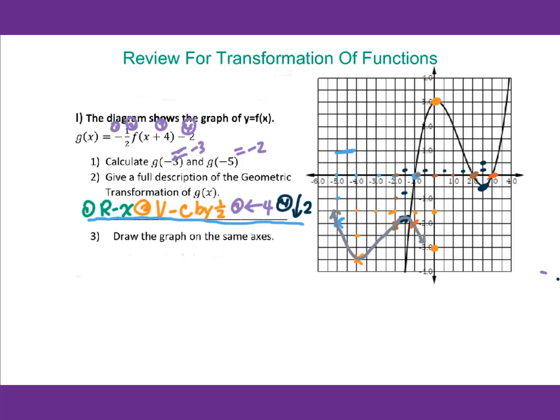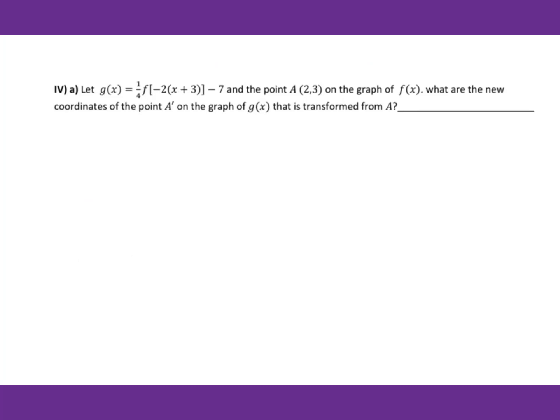This is the graph. Go to number 4. Let g of x equals 1 over 4 f of negative 2x plus 3 minus 7. The point A (2, 3) is on the graph of f of x. What are the new coordinates of a point A prime on the graph of g of x that is transformed from A? First of all, we write down the transformation. 1, here's 2, 3, 4, and then here's 5.